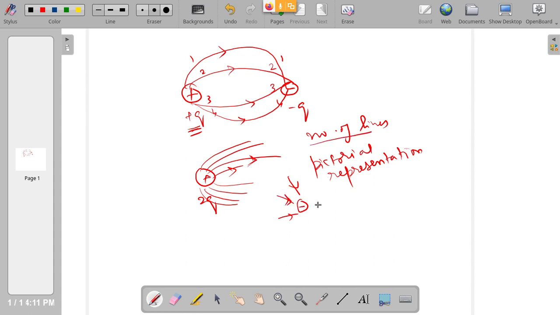So this is the number of lines. So the number of lines therefore represents the quantity of charge. Therefore indirectly it is a measure of E, because E and Q are proportional.